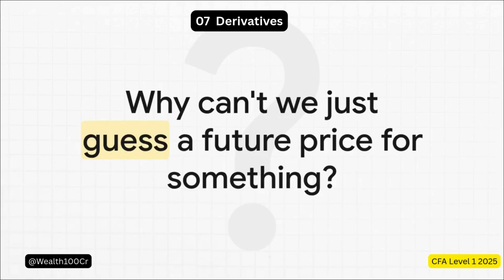So, let's start with this question. Why can't we just guess the price? Well, it's because the financial market is a bit like a very smart machine. It doesn't like randomness. It follows rules. And once you understand these rules, you'll see that prices are set in a very sensible way. Let's start breaking them down, shall we?